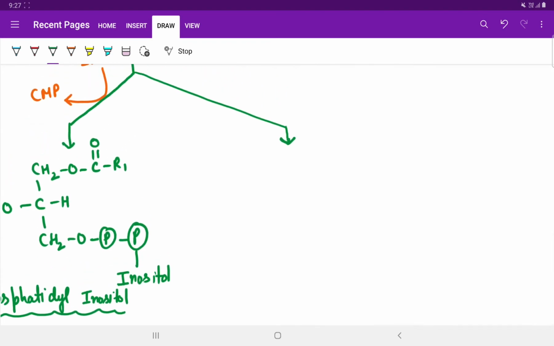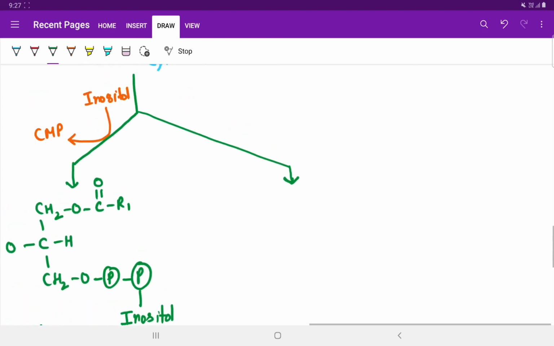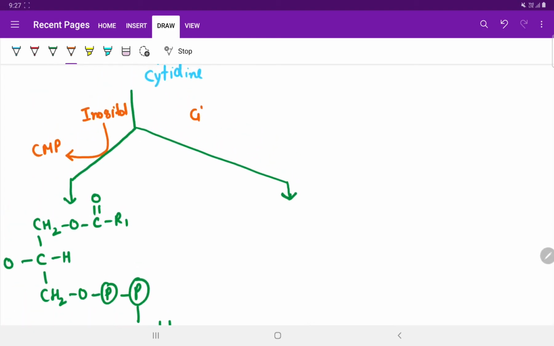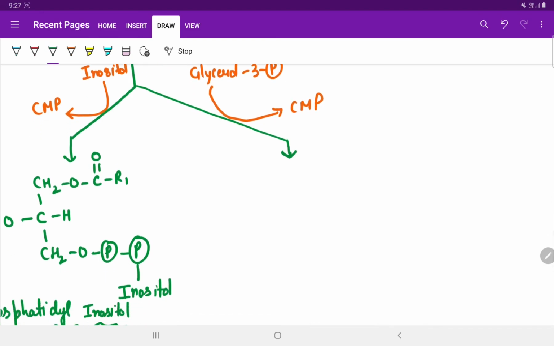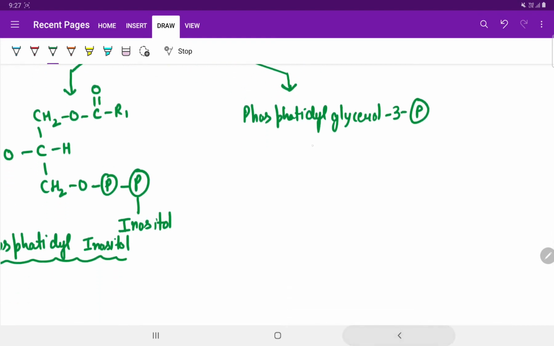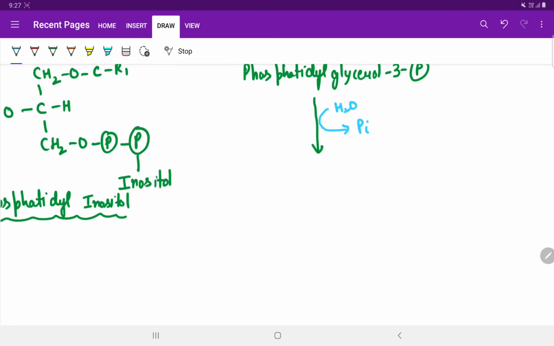Whereas on the other hand, it leads to formation of phosphatidyl glycerol 3 phosphate in presence of another molecule of glycerol 3 phosphate. So here another molecule of glycerol 3 phosphate will be utilized, and it will lead to formation of phosphatidyl glycerol 3 phosphate. In presence of a water molecule, it will be hydrated to form phosphatidyl glycerol.